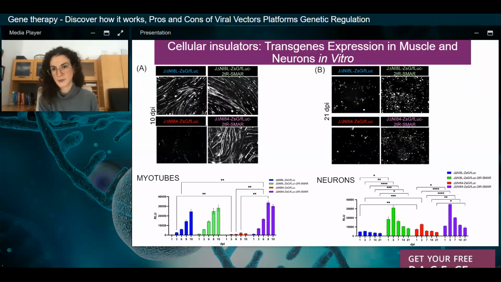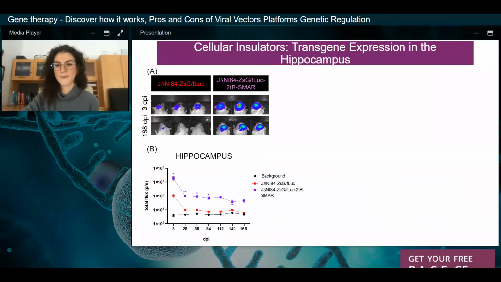What happens with the neurons? The addition of the cellular elements augments transgene expression, as you can notice in the graph in green and purple. And there was no significant difference observed between the two locations at this point. So we decided to test this in vivo in the central nervous system. We picked just the vector that displayed the transgene in the ICP4 locus and delivered them in vivo.